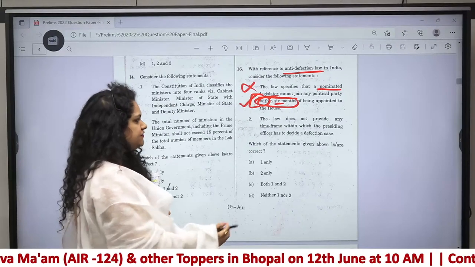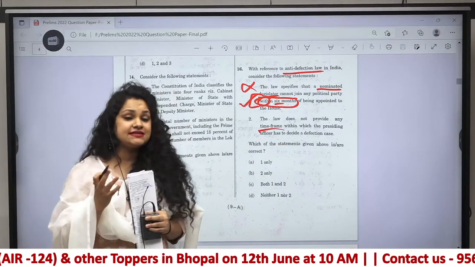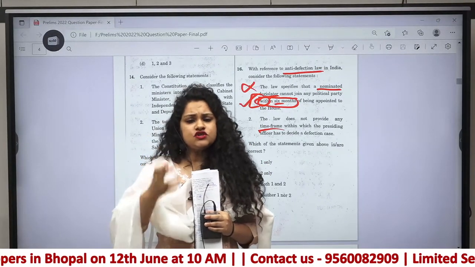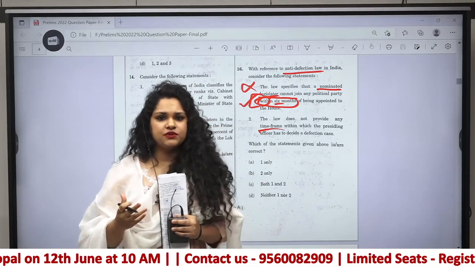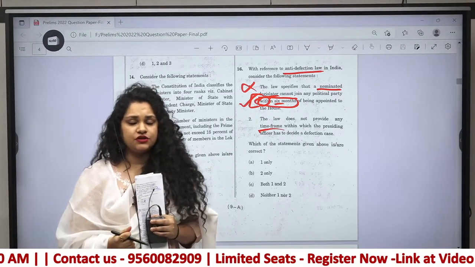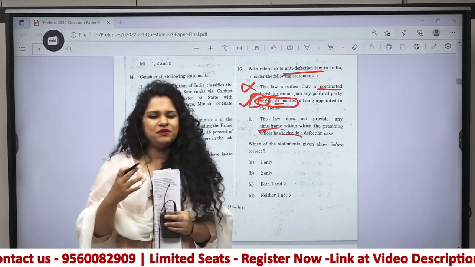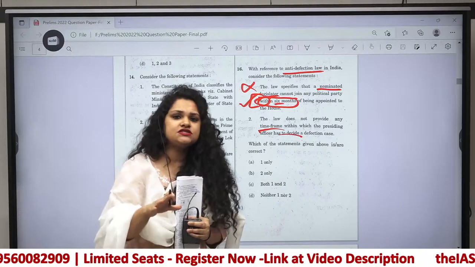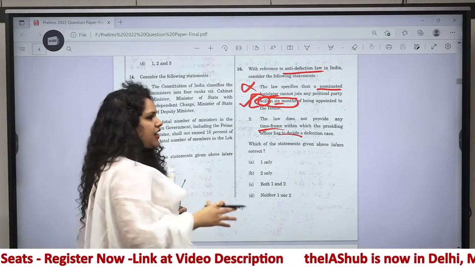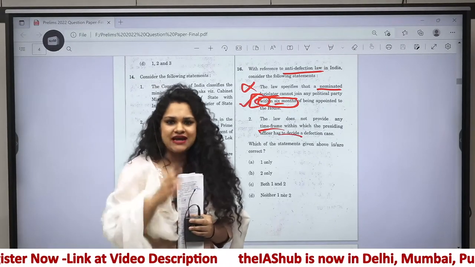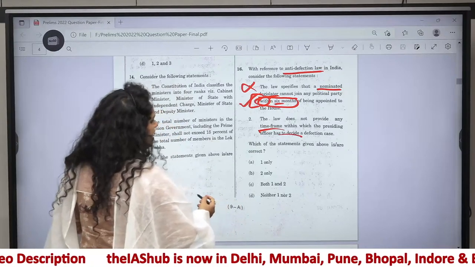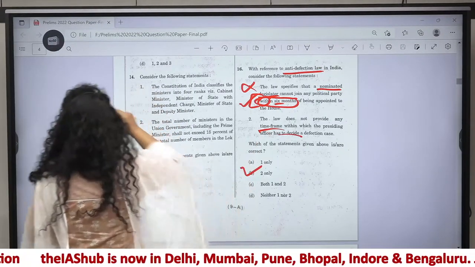The law does not provide any time frame within which the presiding officer has to decide a defection case. This is correct. And if you had read it as an issue of anti-defection law, it is also one of the criticisms that there is no time frame within which the speaker or the presiding officer has to decide on the defection case. There have been multiple cases in the present, and therefore you would see that this is also for a kind of current affairs based question as well. So if you are keeping updated with the recent developments, then these kind of static topics also continue to appear in your current affairs as well. So the answer for this is only two. The law does not provide for time frame, right?